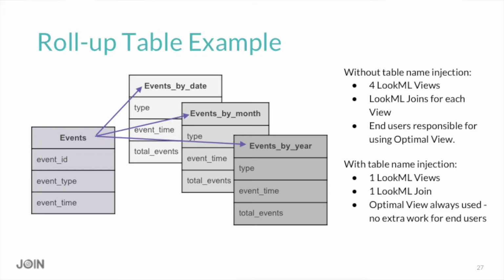They'd have to know which view to pull from based on the granularity of data that they want for their query, which, let's be honest, our front-end users probably aren't going to want to do, or might not even be able to do. They might not understand what's going on there. Yep, and so with table name injection, we'll reduce the amount of code we need dramatically, and the front end will be seamless. End users won't need to understand anything that's going on behind the scenes.